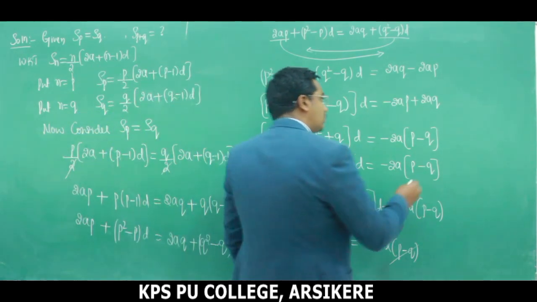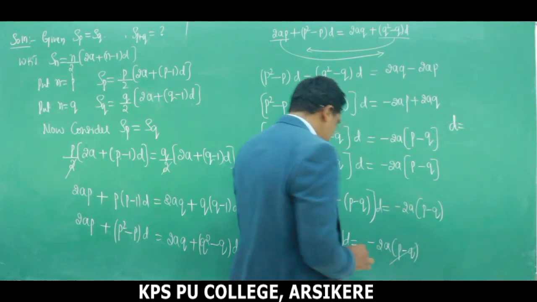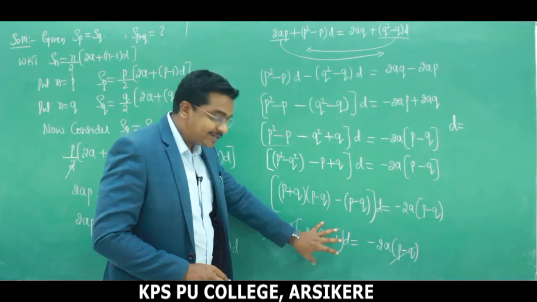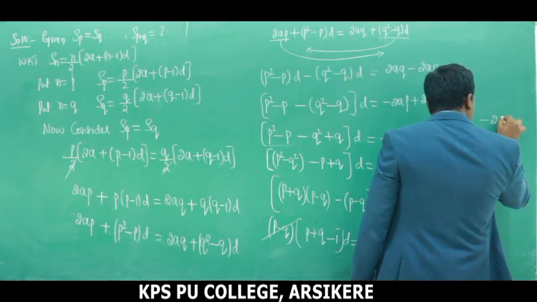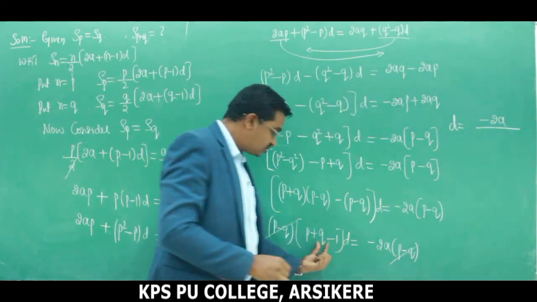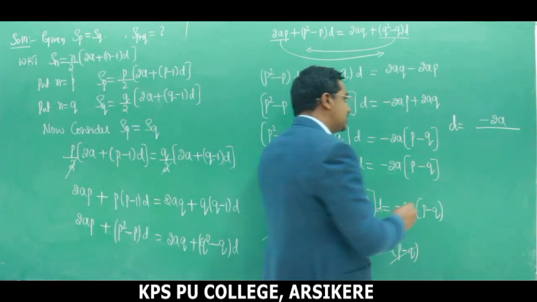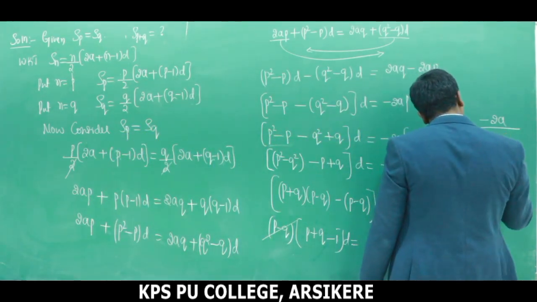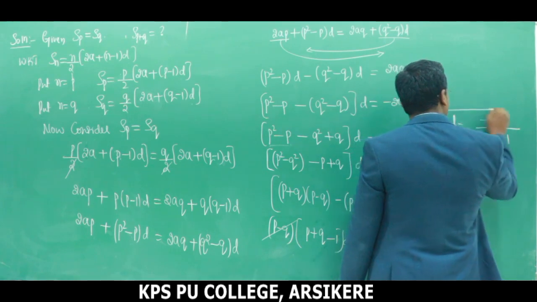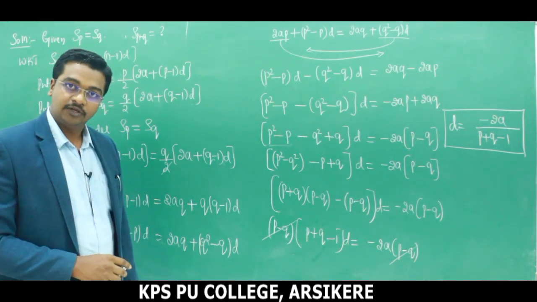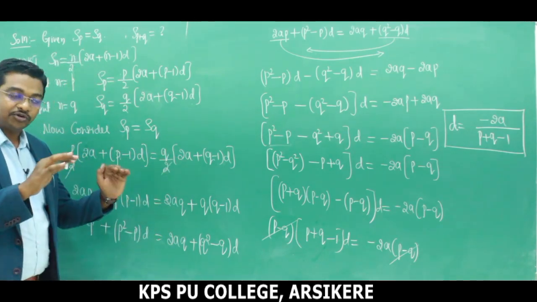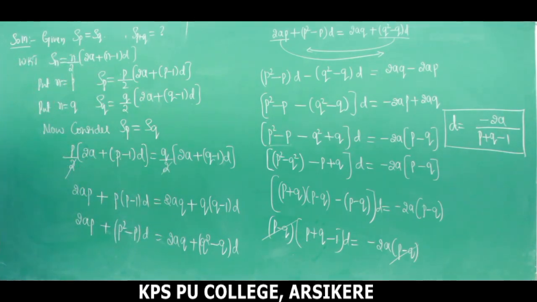So therefore D is equal to what? Keep D as it is and take this term to the right hand side. On the right hand side we are left with only minus 2A, and this term comes to the denominator, that is P plus Q minus 1. So this is the D.